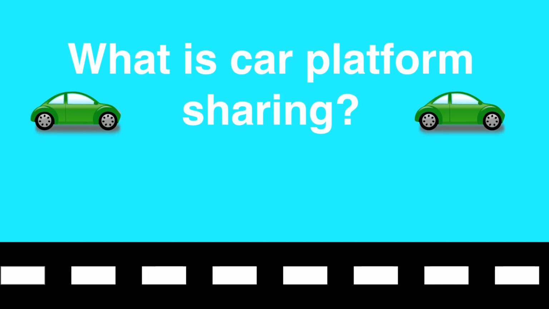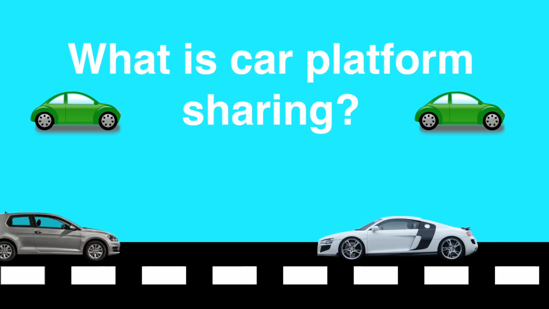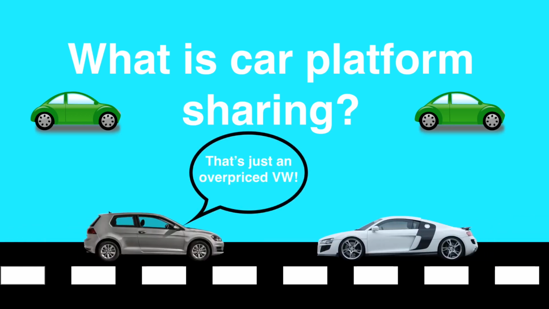All cars are based on platforms. A platform contains the basic DNA of the car. Many companies build multiple models on a single platform as it enables them to save money in both development and manufacturing. This may be why you have seen someone point at an expensive Audi or Bentley and say, "That's just an overpriced VW," as some Audis and some Bentleys are based on the same platform as some VWs.